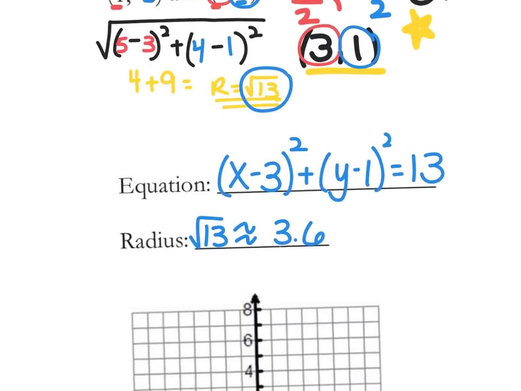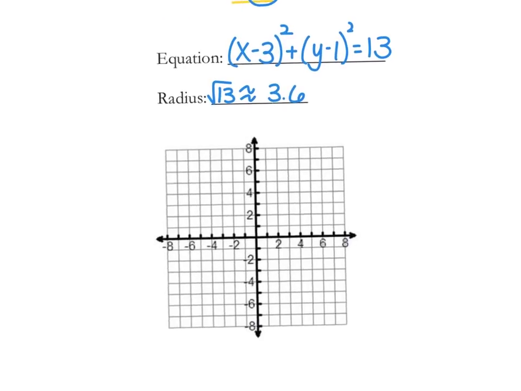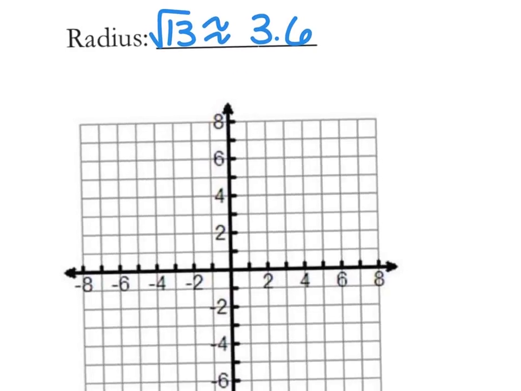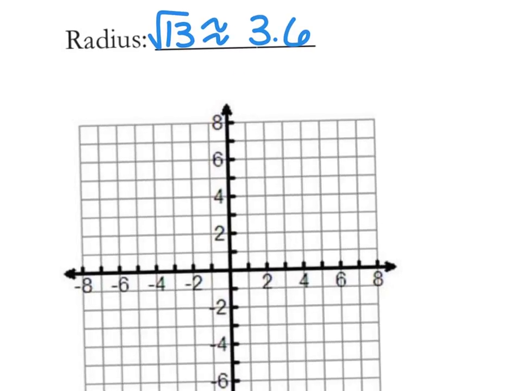So close to being done. We just have to plot our center and count our radius. So it's 3, 1. 3, 1 is right here, and 3.6. 1, 2, 3.6.